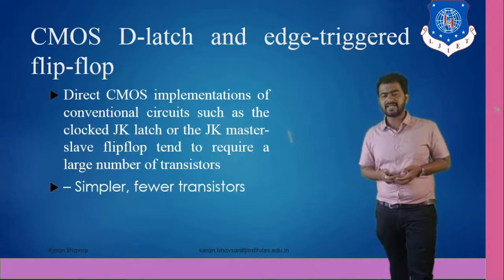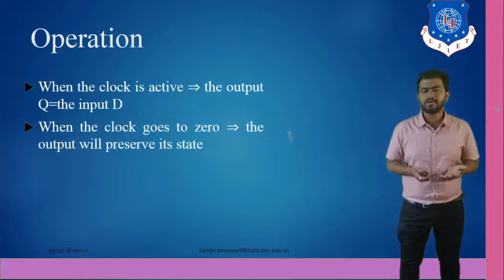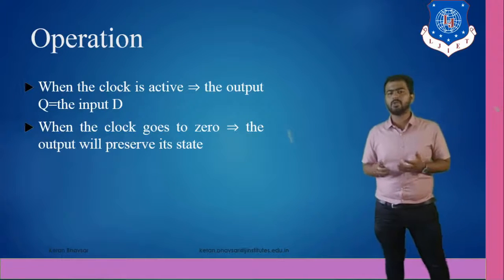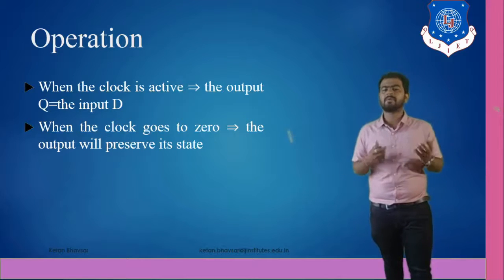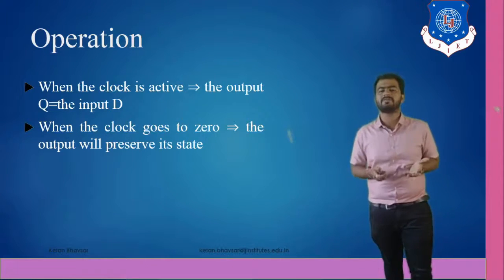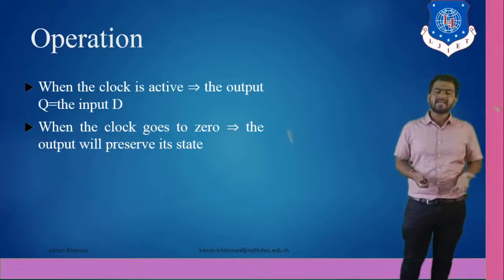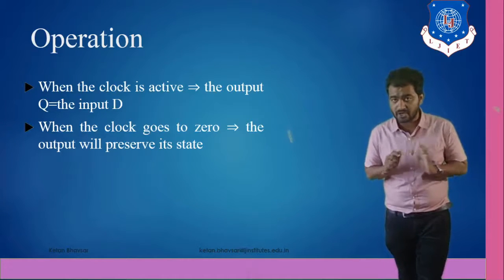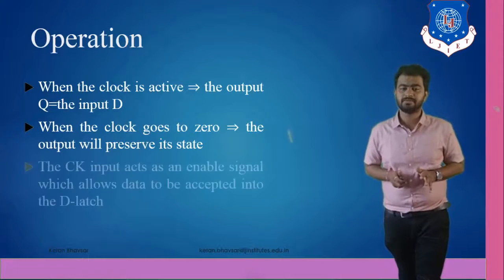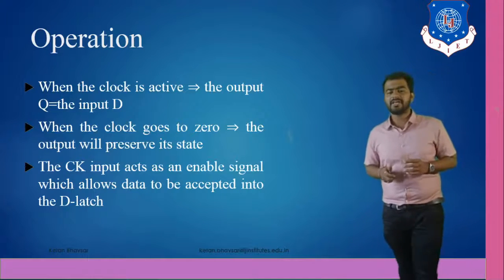So now we work on the next, we work on the D-latch concept. As you already know, when the clock is active, the output Q is equal to input D, right? When you apply the clock pulse, then your input is always equal to output. It's called your D flip-flop or D latch. So when the clock goes to 0, the output is preserved. It will not change. It will hold the previous value. So the clock input acts as an enable signal which allows data to be accepted into the D latch.